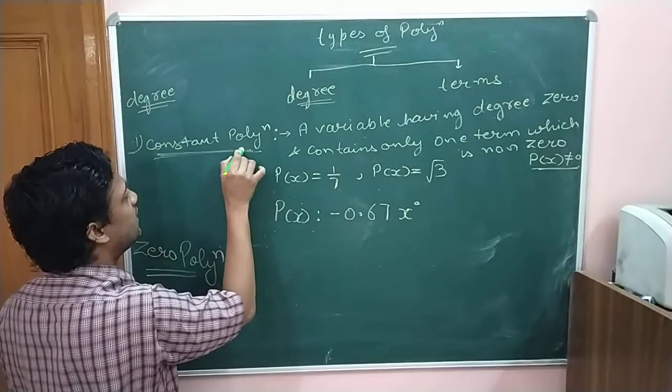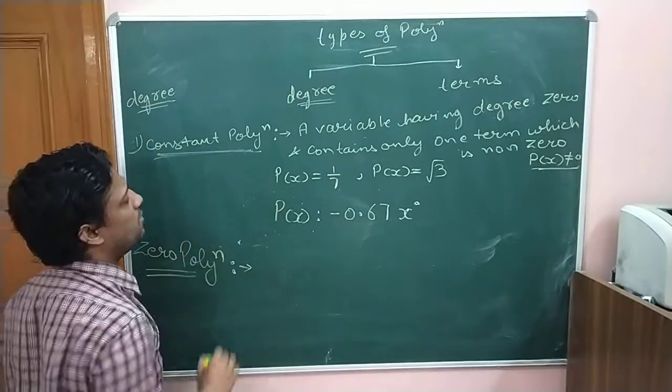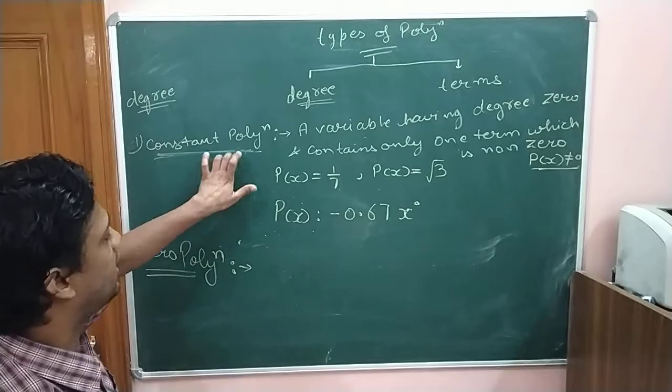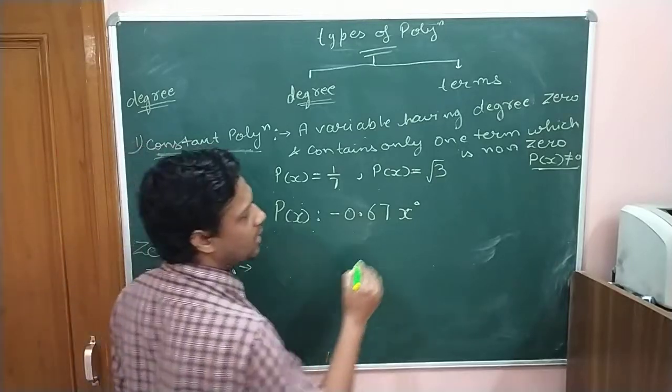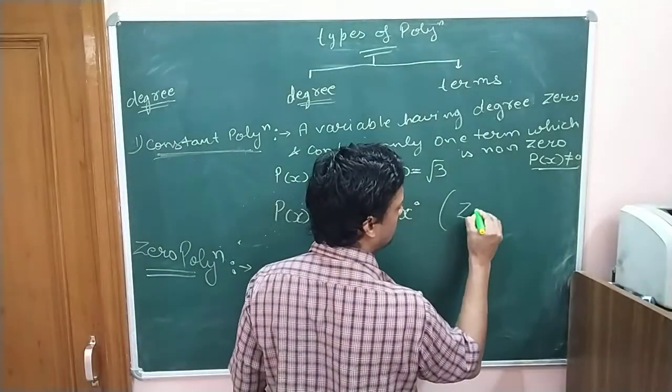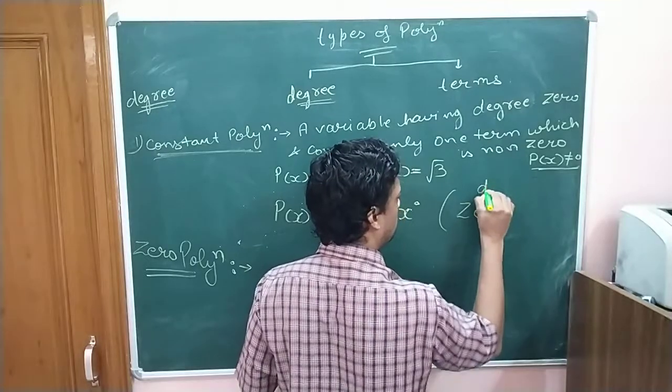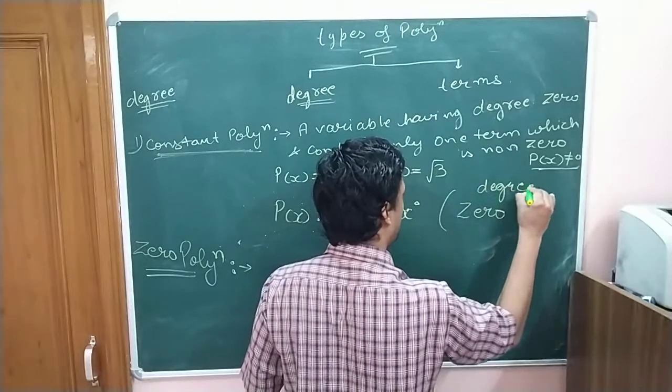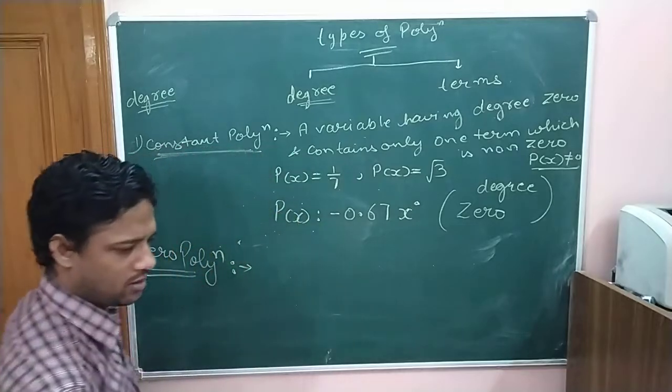Sometimes in an exam there is a 1 mark question: what is the degree of the constant polynomial? So the degree of the constant polynomial is 0.